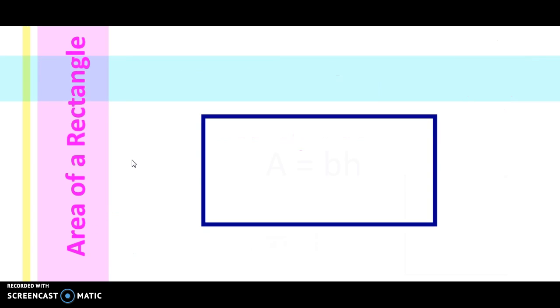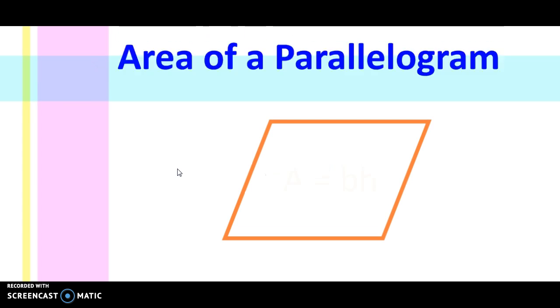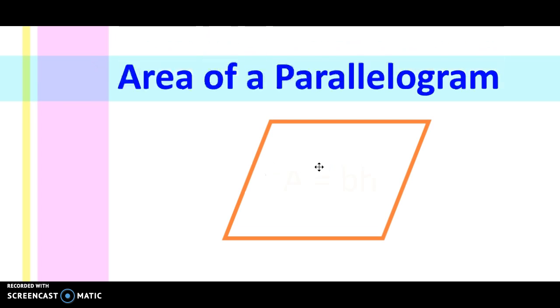So the first shape is a rectangle, and I hope that you all remember the basic formula for the area of a rectangle, which is area equals base times height. Sometimes you might have heard it also called length times width. Either one works fine. Our second shape is a parallelogram, and a parallelogram actually has the same formula as a rectangle. The difference is that the height of the parallelogram can actually be outside of the parallelogram, like this one over here. So you have to remember that sometimes the height is not inside the shape.